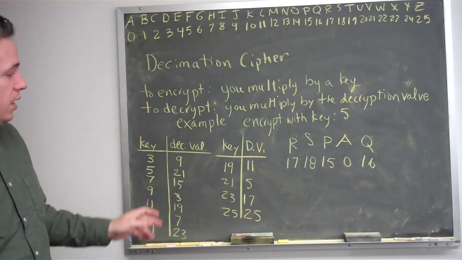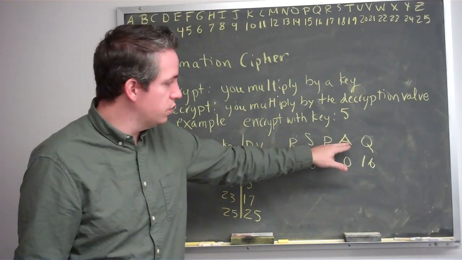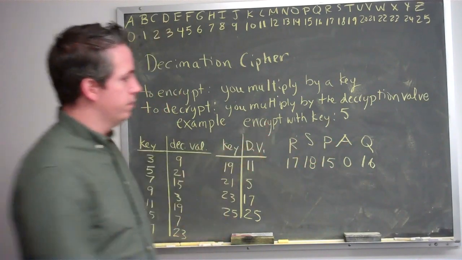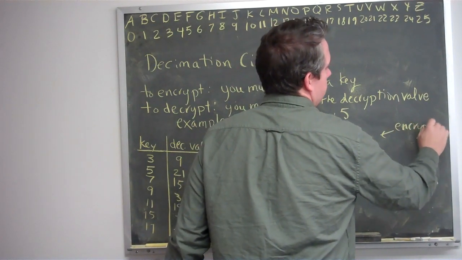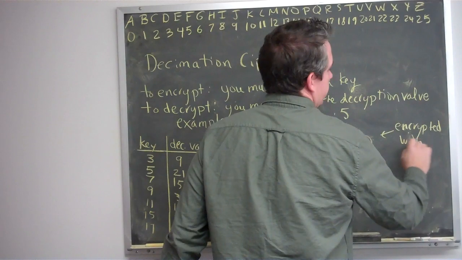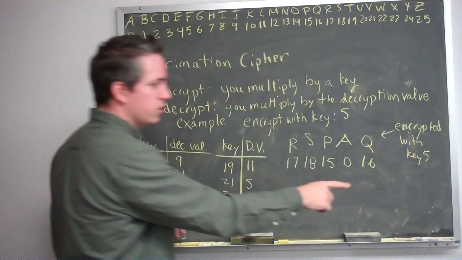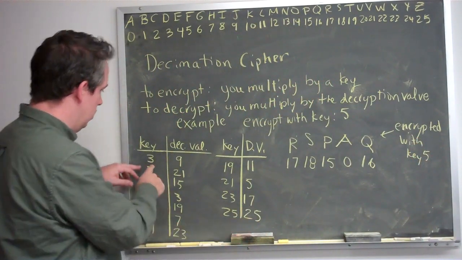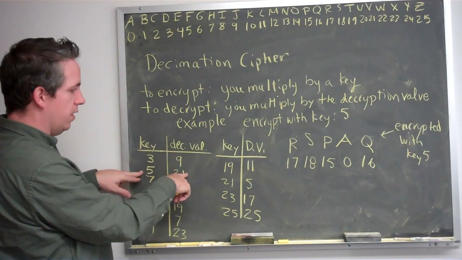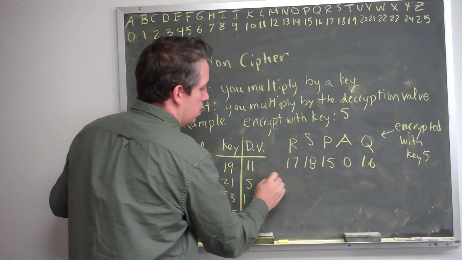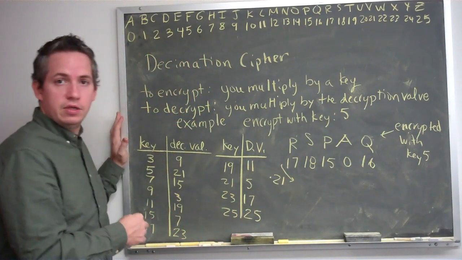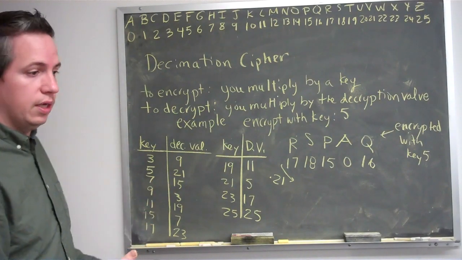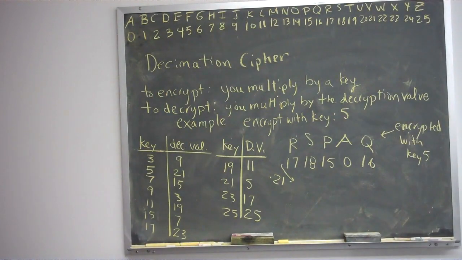So what you're going to do instead is, because this was encrypted with a key of 5, you're going to find the associated decryption value. So you're going to go down, the key was 5, the decryption value is 21, and you're going to multiply by it. So we're going to multiply each of these numbers by 21 to get the new number that we're trying to get for decryption purposes. Now we're starting to get a little bit larger, so let me grab my calculator.